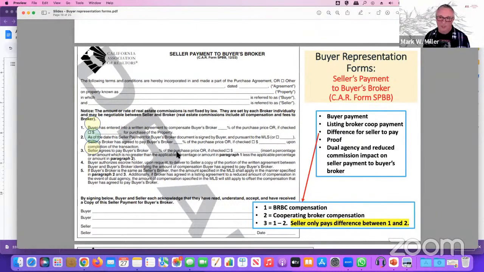Right. And it's not a double dip situation where there's some confusion that thinks that, oh, you're going to get paid 3% from the BRBC and the 2.5% from the MLS. No, it's a credit towards the amount defined in the BRBC and a request to pay the shortfall, which is optional for the seller to agree to or not agree to.